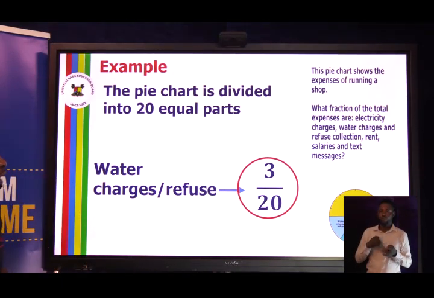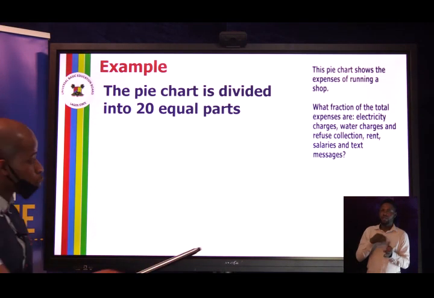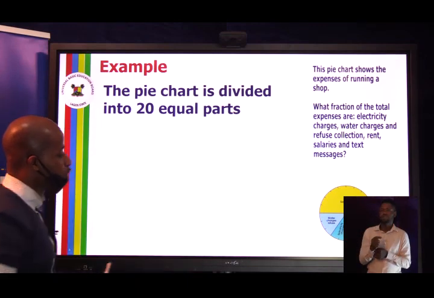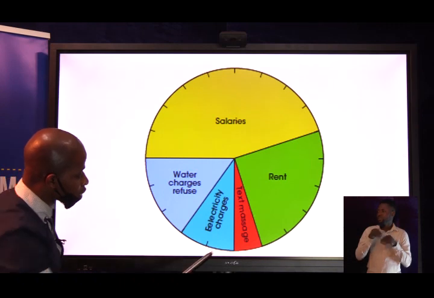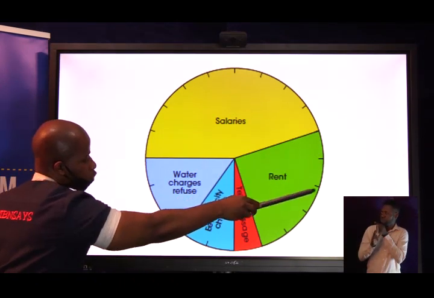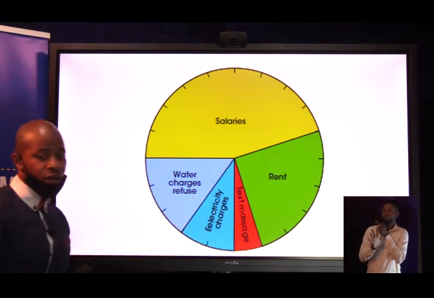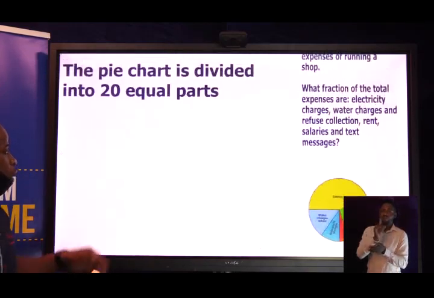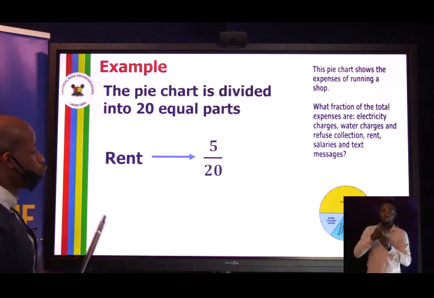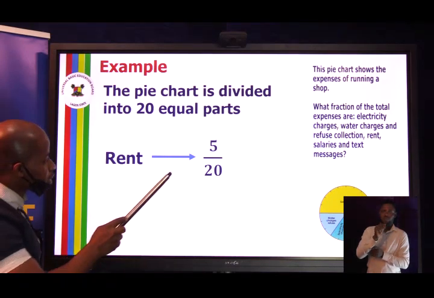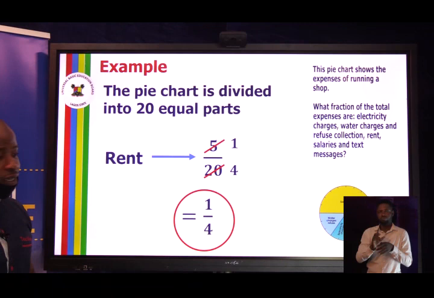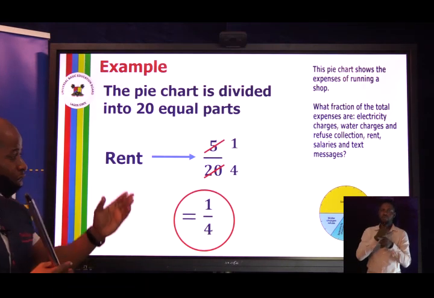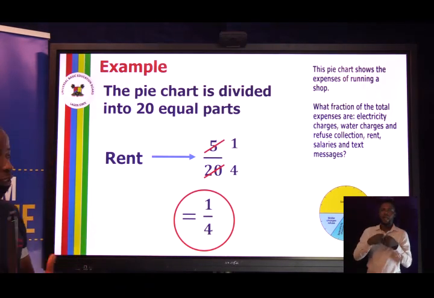So now we're going to look at what fraction is allocated to rent expenses. I'm going to bring up the pie chart and count how many is allocated for rent. Let's go. 1, 2, 3, 4, 5. That is 5 out of 20. So I go back and write for rent 5 all over 20. Then I can simplify this further. 5 goes here 1, 5 goes here 4. So the total fraction is now 1 over 4. It's as simple as counting how many spaces all over the total spaces.